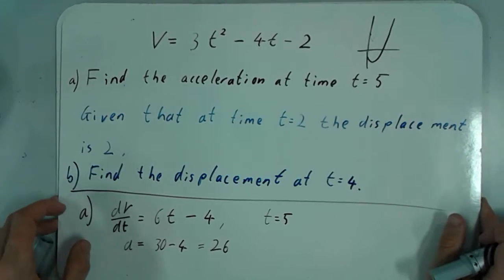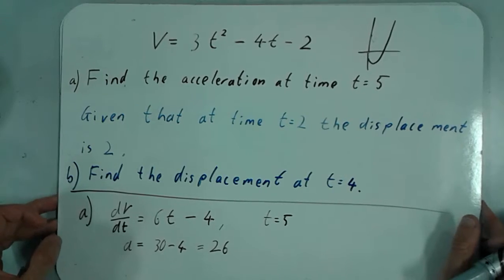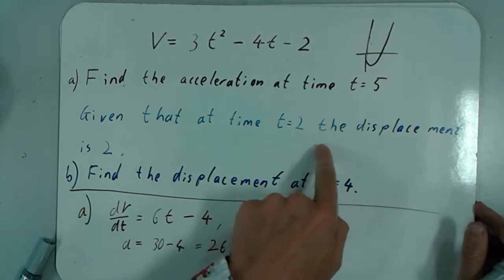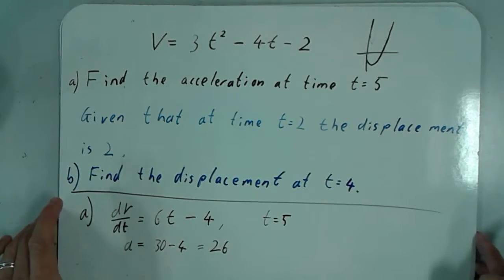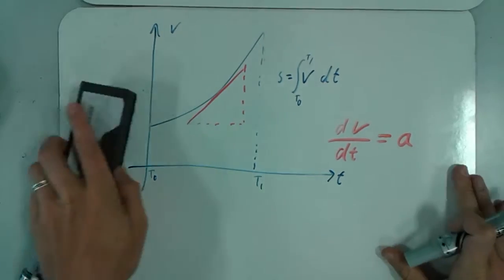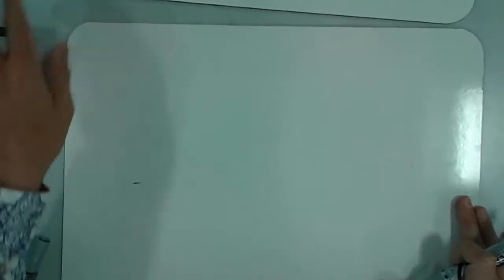Now we need to find the displacement at t equals 4. Notice that they've given us some additional information before that. Given that at time t equals 2, the displacement is 2. Well, we'll worry about that in a second. For now, though, let's just clear that. We remember that area underneath a velocity time graph is displacement.